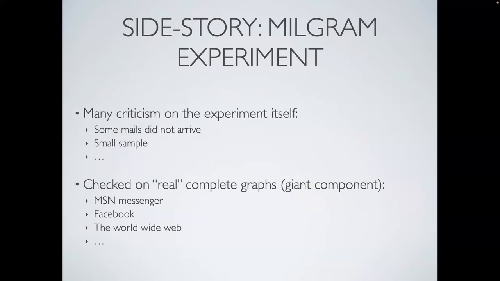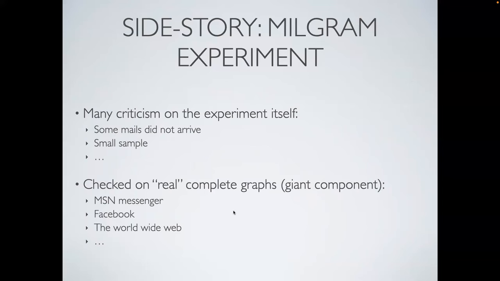But at that time, there was a lot of criticism because some mails did not arrive. It was a small sample, and there were a number of limits. Actually, if you know the other experiment of Milgram with the electric shock, there are also some limits. And nowadays, there are many discussions about whether these results are reliable. Anyway, I won't go into the detail of the other experiment, but there is some criticism about whether it is true or not.